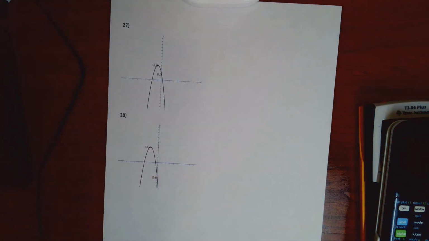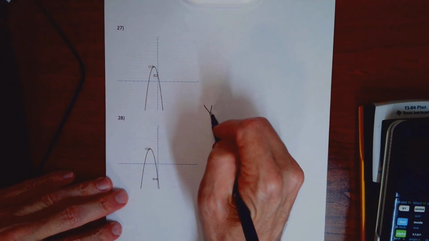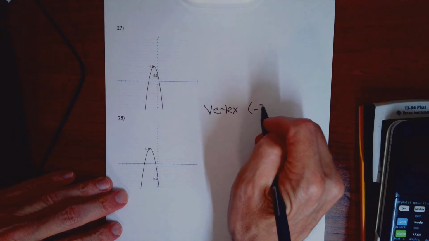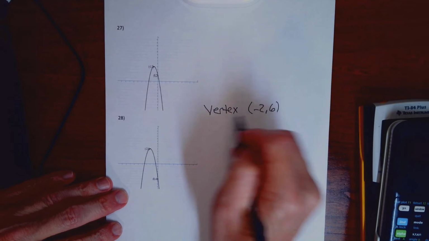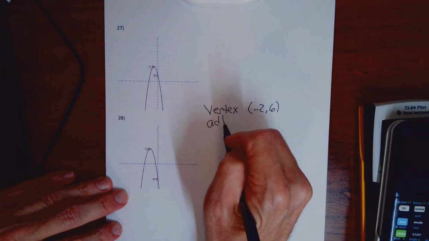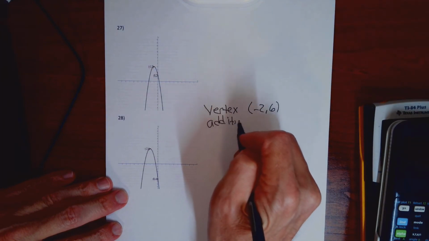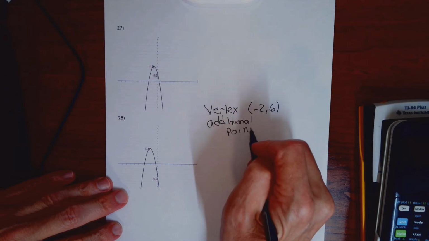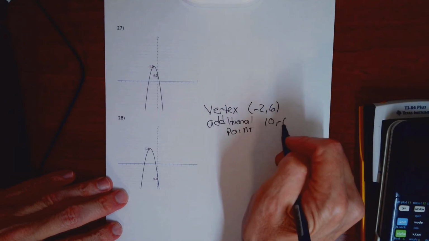27 and 28 are flipped over, so the number in front of the parentheses has to be negative. In 28, the vertex is the point -2, 6, and my additional point is the point 0, negative 6.